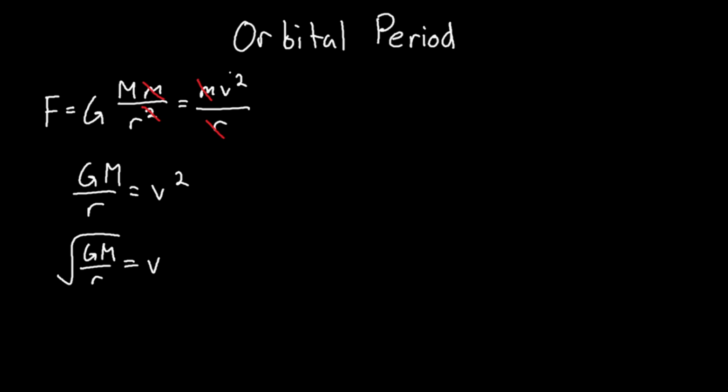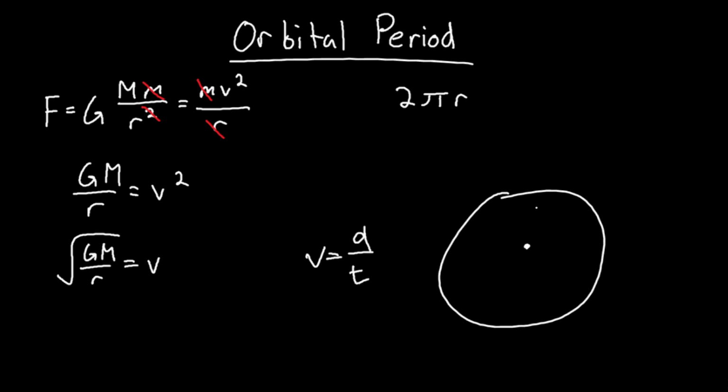We need to extract a formula that contains big T, the orbital period. So how do you do that? Well, let's go ahead and use some logic. Well, the circumference of a circle is determined by 2 pi r, correct? And velocity is distance over time. Well, if you have the distance of a circumference, 2 pi r, and you divide it by some time, wouldn't that time be your orbital period?